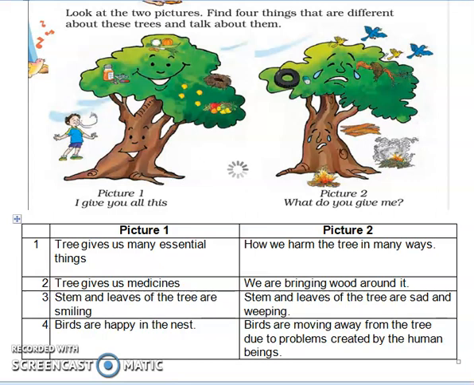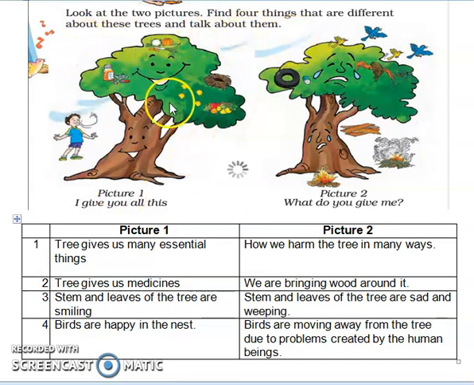Dear children, we were learning about trees, what they give us, and how we harm them. We had discussed the things that a tree provides us. Now you can see there are two pictures. This is picture 1 and this is picture 2. So let us see what we have to do. Look at the two pictures, find 4 things that are different about these trees and talk about them.